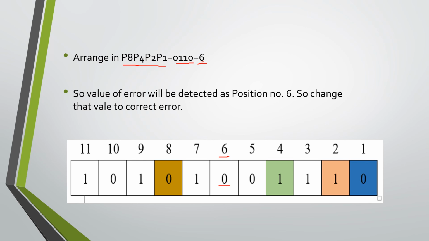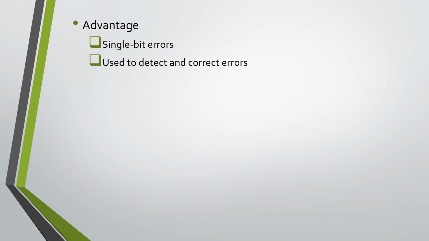So the correct value is 0, so change that value, and this will be the answer after correction of that data using Hamming code. So in this way, Hamming code is used for error detection as well as error correction purposes. Though this method is used for error detection as well as error correction, there are some advantages and disadvantages related to Hamming code.